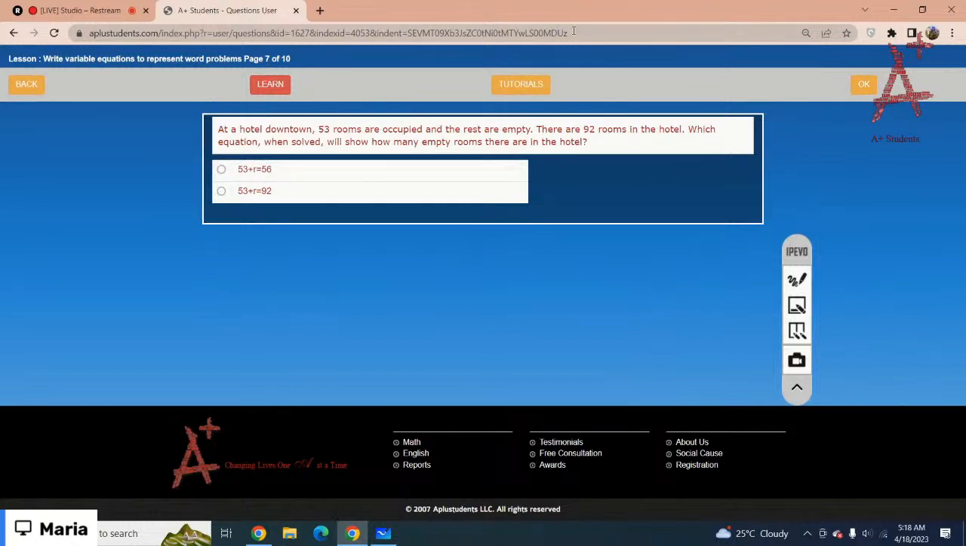At a hotel downtown, 53 rooms are occupied and the rest are empty. There are 92 rooms in the hotel. Which equation, when solved, will show how many empty rooms there are in the hotel? Got it? So 53 are occupied and the total rooms are 92. That means 53 plus R equals 92. 53 were occupied, R were empty, and the total is 92. Got it? The second option is the correct one.